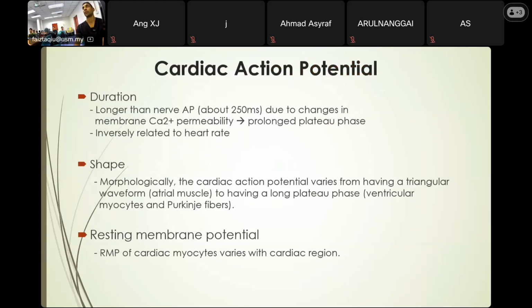So we move on from the pacemaker and the transduction of the action potential. I'll explain later at the end of the slides. We go into the cardiac action potential. It differs from other action potentials, for example nerve or skeletal muscle, in that it is longer than nerve. It is about 250 milliseconds, primarily due to changes in membrane calcium permeability. Now, it is important.